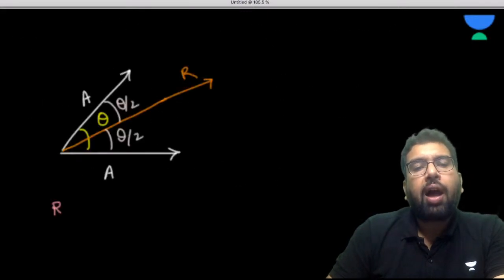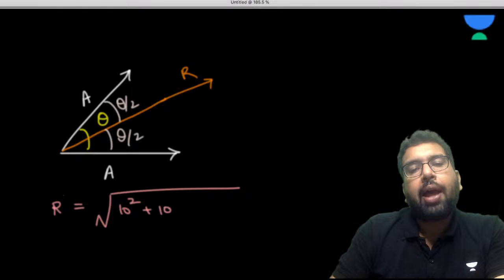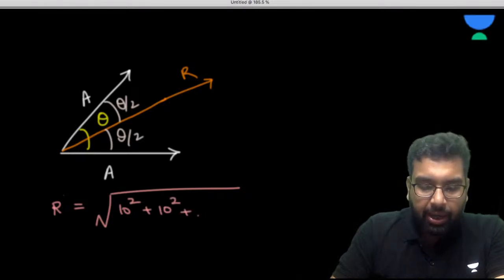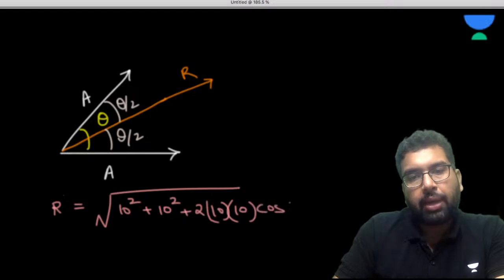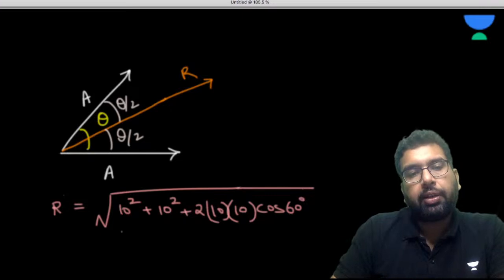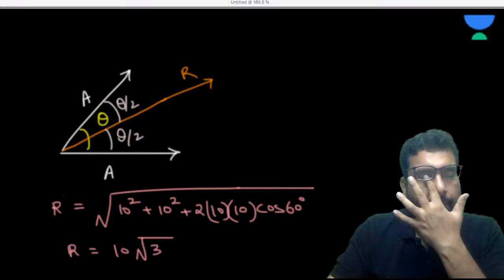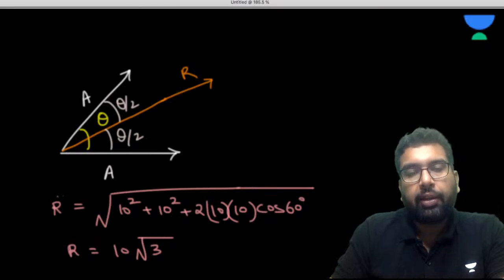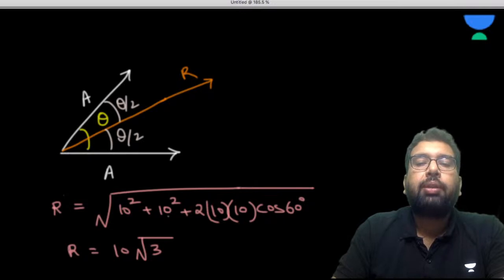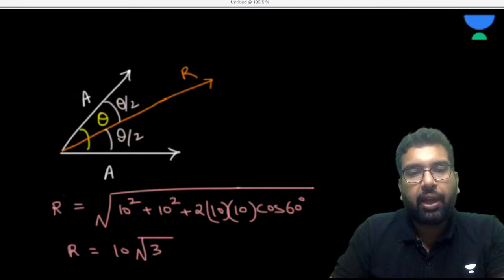So we have R is equal to root over A square, that is 10 square, plus B square, that is 10 square, plus 2 times 10 times 10 and cos of the angle between the two vectors. So it is 60 degrees. So can you write it as 10 root 3? Isn't it? Fine, beta. Please answer me. How does cos 60 come as 1 by 2? So 10 square plus 10 square plus 10 square, it is going to become 10 square times 3, that is 10 root 3.